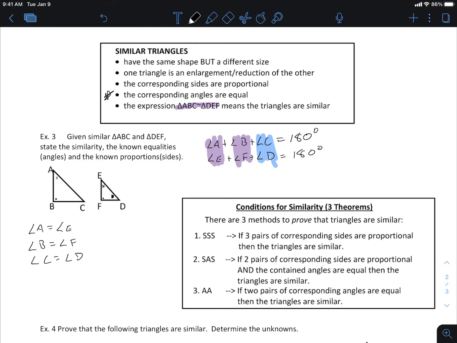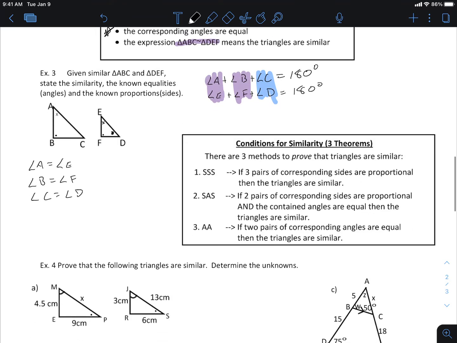And then on the side here we have the conditions for similarity. There are three methods to prove whether or not two triangles are similar. One: three pairs of corresponding sides are proportional, and we're going to get into what this proportional piece actually means, and the triangles are similar. Two: if two pairs of corresponding sides are proportional and the contained angles are equal, then the triangles are similar. Much like earlier.